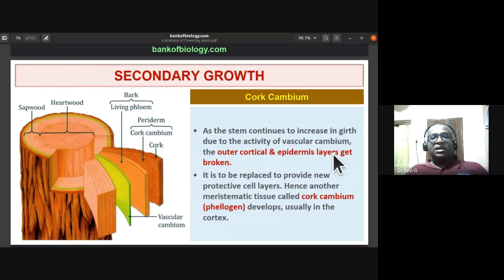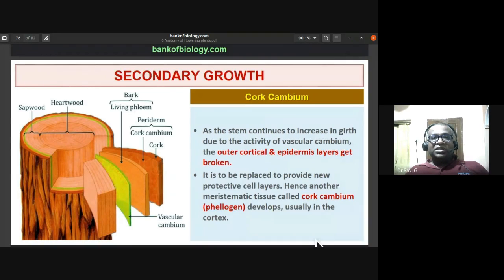So remember about lenticels. The broken outer cortical and epidermal layer is to be replaced by new protective cell layers. Hence, another meristematic tissue called cork cambium or phellogen develops within the cortex. One layer of the parenchyma cells within the cortex, which is permanent tissue, again becomes meristematic tissue. So permanent tissue de-differentiates to form cork cambium. Another name for cork cambium is phellogen.